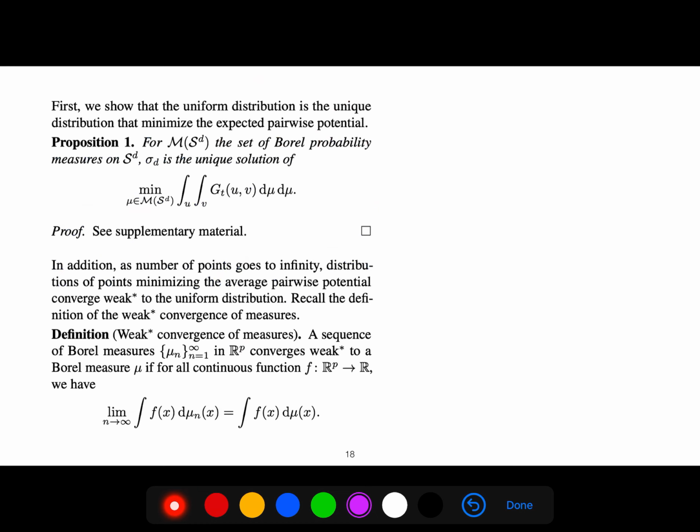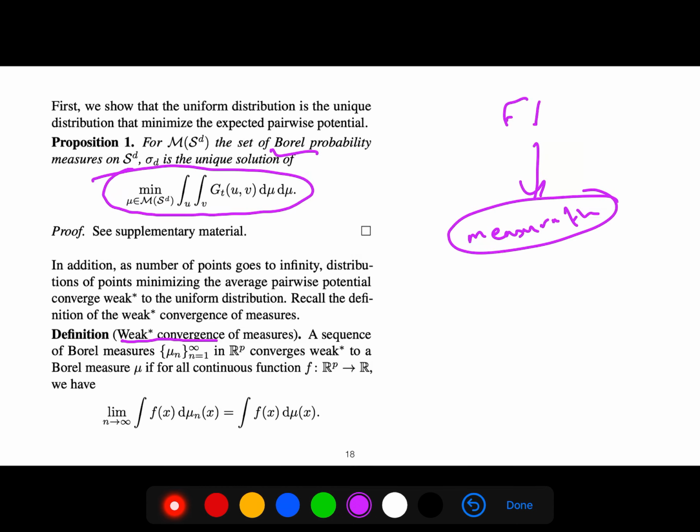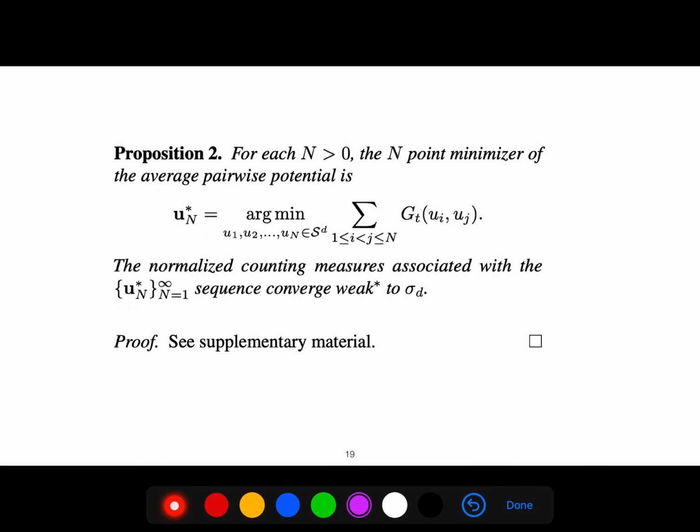So the set of Borel probability measures is the unique solution of this minimization. These Borel measures and weak convergence are all in abstract mathematics, in measure theory, which is a branch of functional analysis. For example, for each n, if the f(x_n) are minimizers of the average pairwise potential, the normalized counting measures associated with the sequence converge weakly, or weak-star, to sigma d.